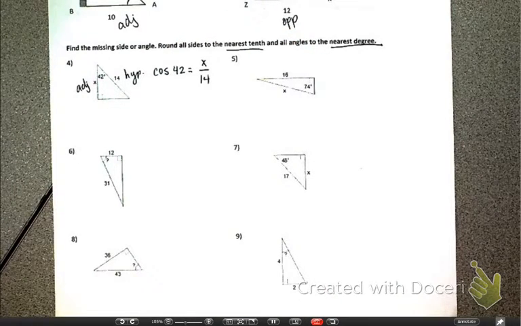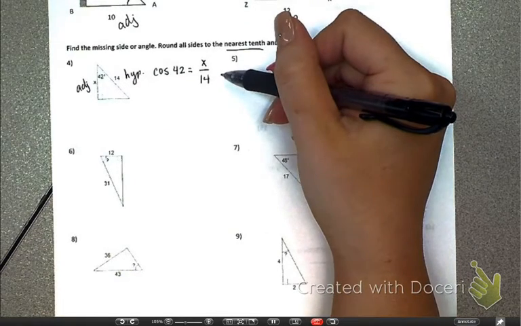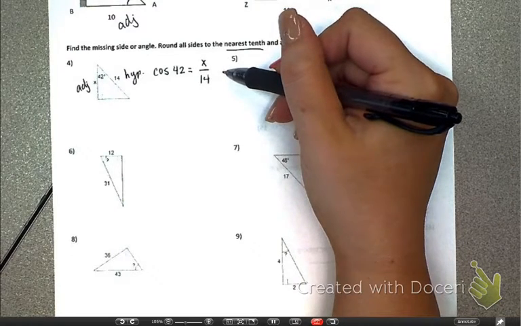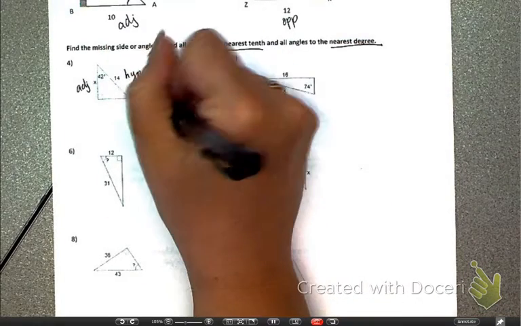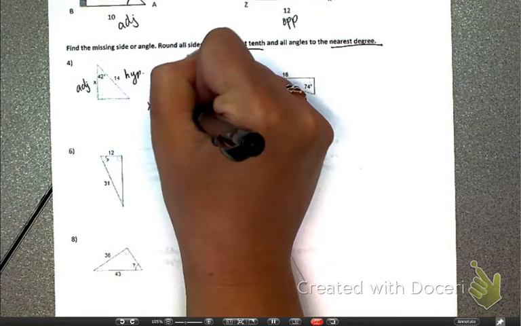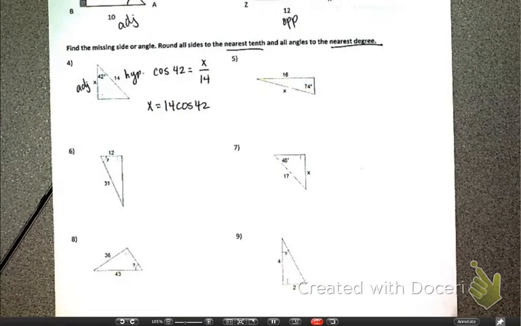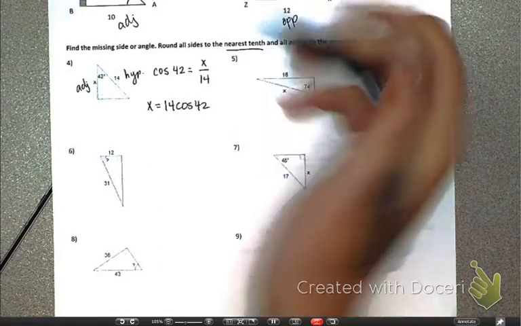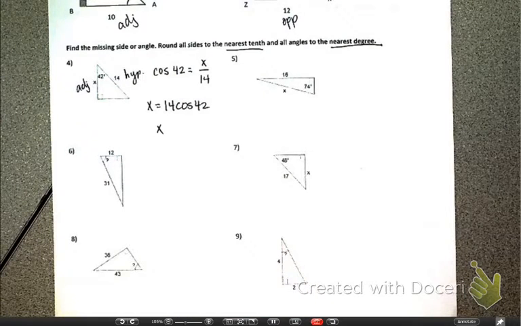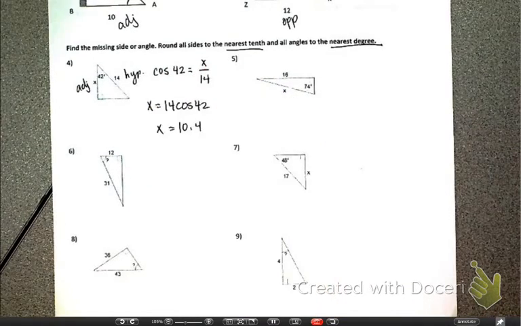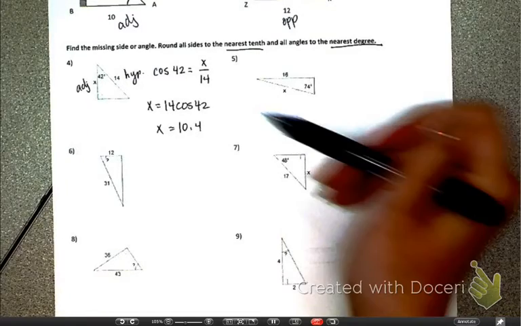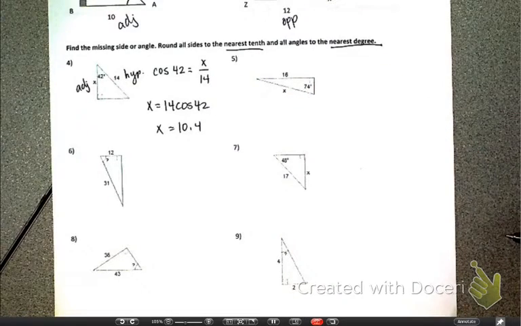Okay. On your test, here's what I'm looking for. You need to write out your original proportion. The second step is what you are plugging into your calculator. So what I'm plugging into my calculator is 14 times the cosine of 42 because we cross multiply. So I need this step, I need this step. Final answer is what I also need. So 14 times the cosine of 42 is 10.4. So if you want full credit on your test, you will have all 3 of these steps written out.